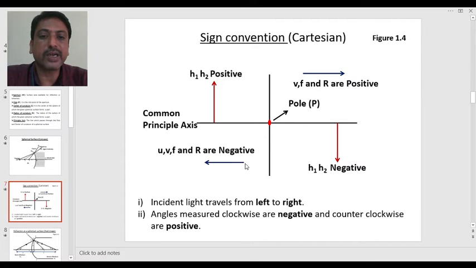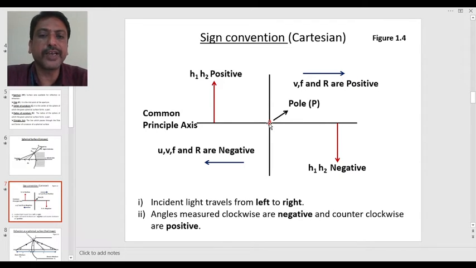If the distances are measured in the direction opposite to the direction of incident light, then object distance U, image distance V, focal length F, and the radius of curvature are going to be taken as negative. And the basic convention is that all distances, in case of refraction as well as reflection, are measured with respect to a reference point that is known as the pole.